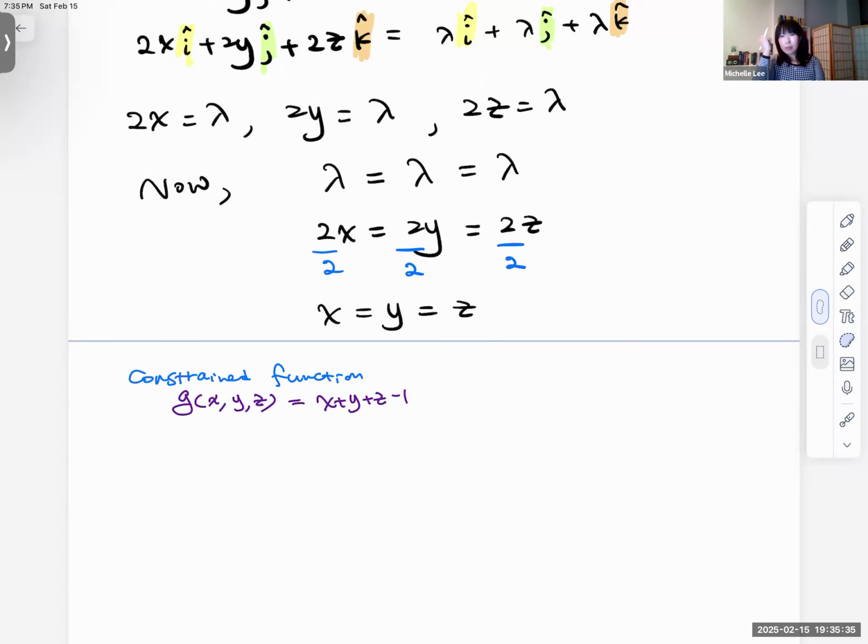In order to solve for x, y or z, you can pick anything. Since we say that x equals y equals z, we can substitute: x plus x plus x, since y equals x and z equals x. Make sense to you? All right.